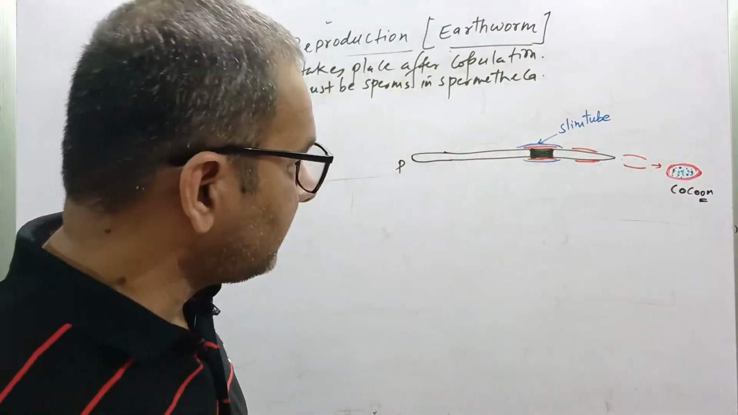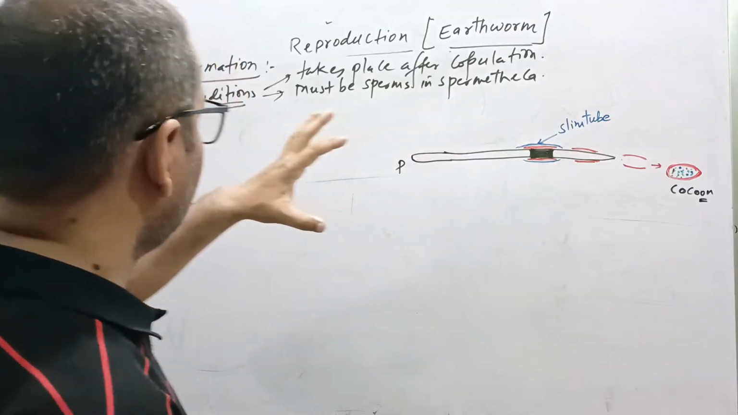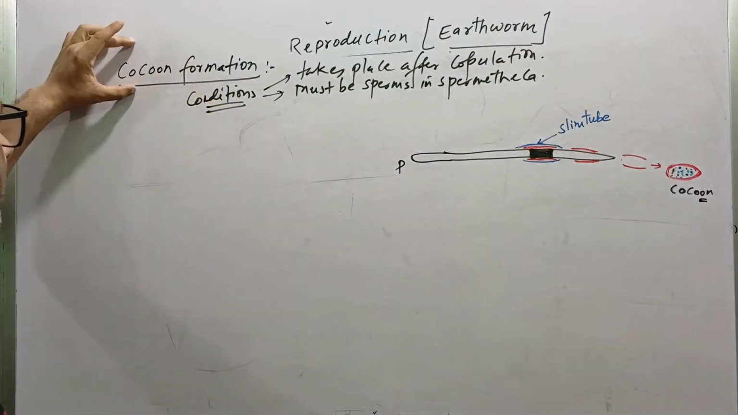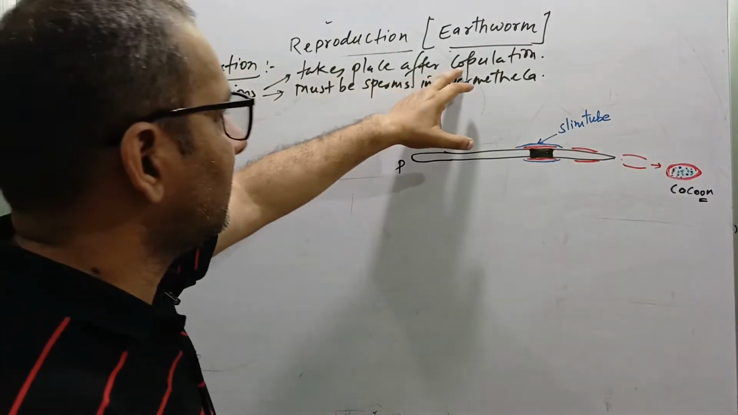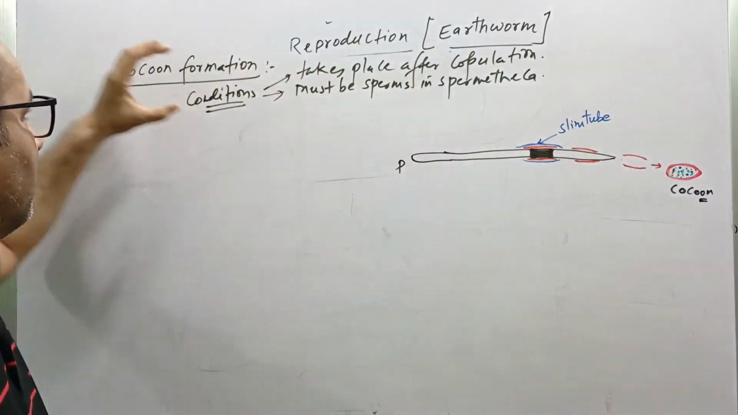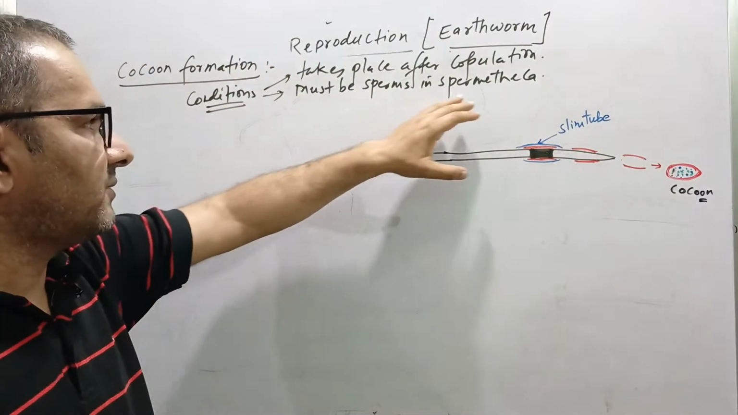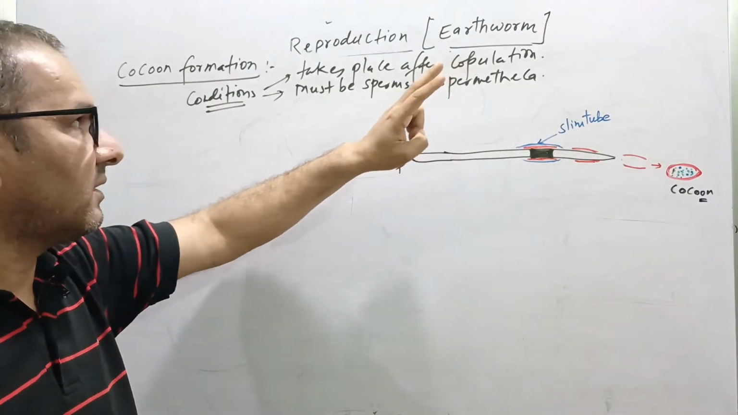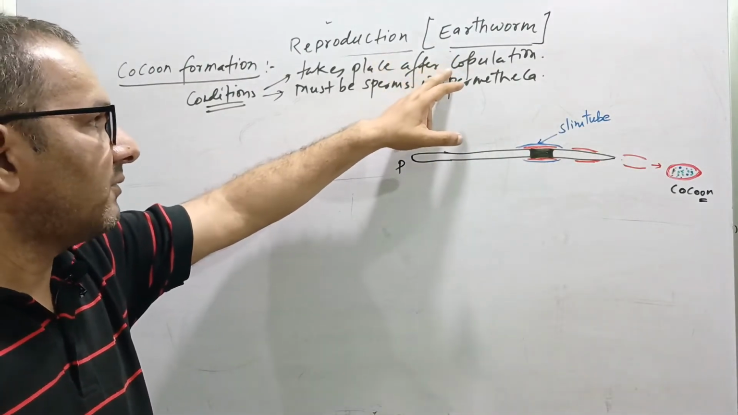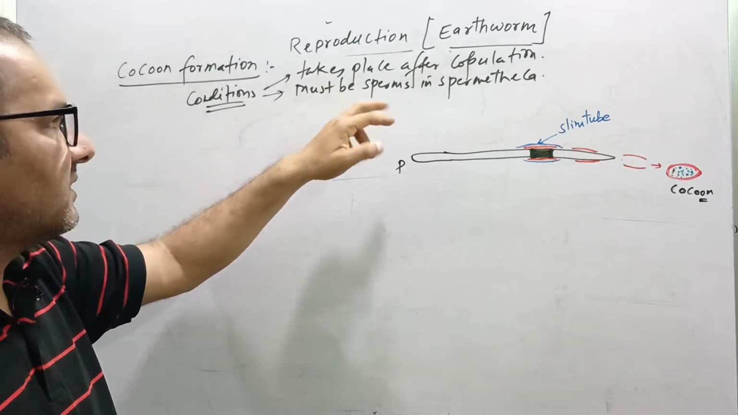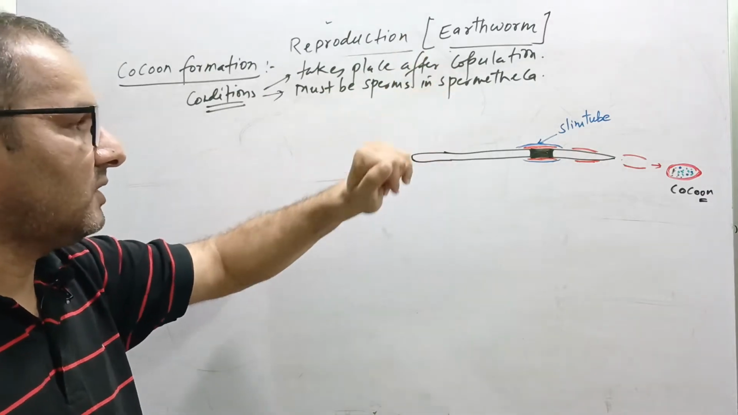Let me revise once. First thing we have to know: the process of cocoon formation takes place after copulation, and for cocoon formation there must be presence of sperms in the spermatheca. These two are the conditions. It takes place only after copulation, and the main condition is that there must be presence of sperm in the spermatheca.